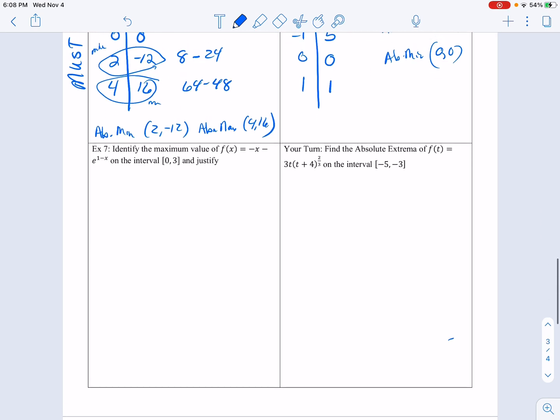Oh, we got to do both of these because they're ugly equations. F prime of x. That's negative 1 minus e to the 1 minus x times negative 1. So it's negative 1 plus e to the 1 minus x. If you want that equal to 0, this has to be 1. So x is equal to 1.